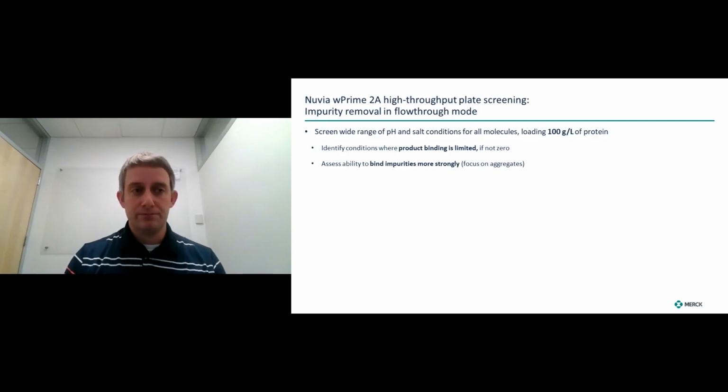Given some of the processes that we were comparing to and interested in improving, we then proceeded to evaluate Nuvia wPrime2A in a flow-through mode. So again, we used the plate screening approach, but loaded a much higher amount of protein, up to 100 grams per liter in this case. We're looking to identify conditions where product binding is limited. I'd mentioned that a couple of the other anion exchangers were binding a significant amount of the product, but maybe there's room to bind less here. And for this wide range screen, we also looked at the ability to bind impurities more strongly, with a focus on high molecular weight species.